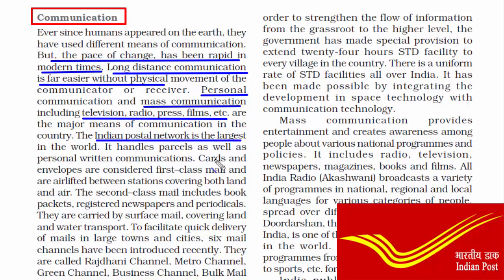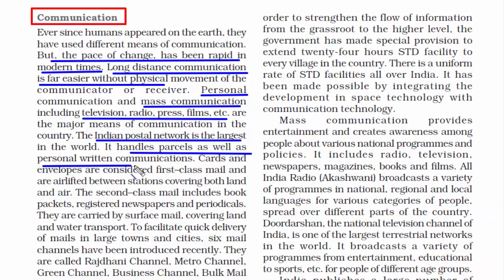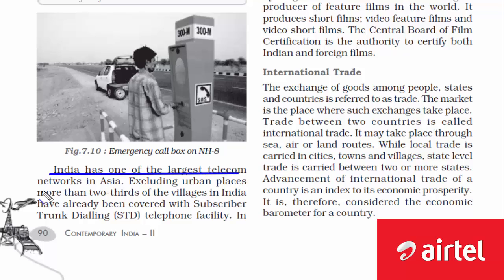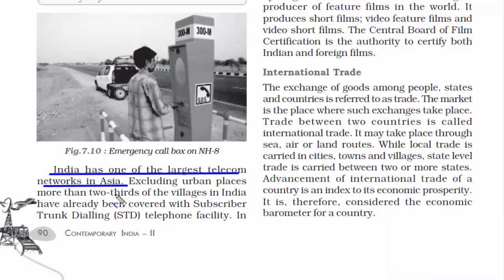Indian Postal Service is another mode of communication. It handles parcels as well as personal written communication, cards and envelopes. The operation side of the Indian Postal Network consists of first class mail and second class mail. In first class mail, you have to pay a bit more than for second class mail. And when we are paying more, the kind of service is also superior. Today is the world of telecommunication, and India has one of the largest telecom networks in Asia. The major sectors of the Indian telecommunication industry are telephone, internet, television, and broadcast industry.